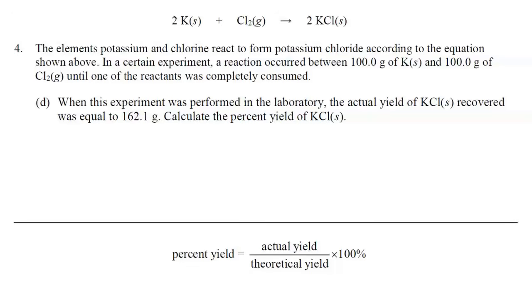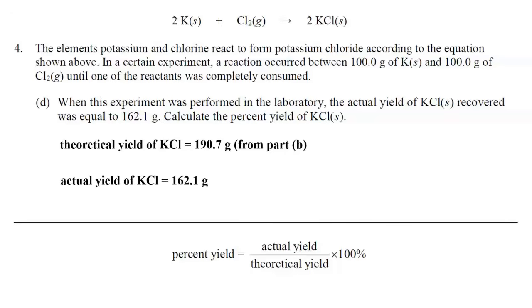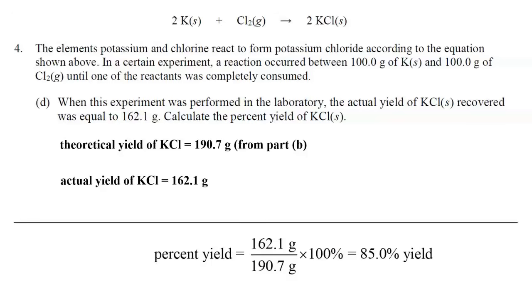Here, 162.1 was the actual yield. We divide that by the theoretical yield, which was 190.7 from part B, and so we end up with 162.1 divided by 190.7, and then times 100 to make that a percent. The correct answer here is 85.0% yield based on the laboratory information and the theoretical yield from the stoichiometry calculations.